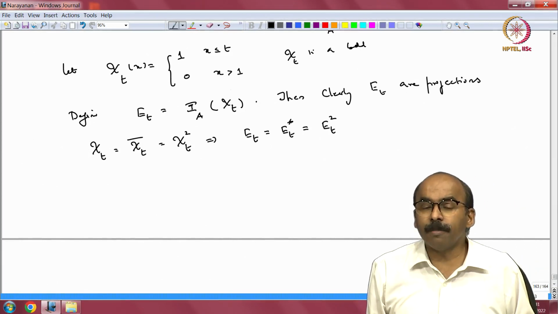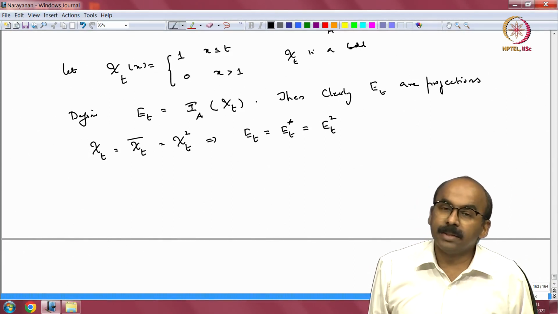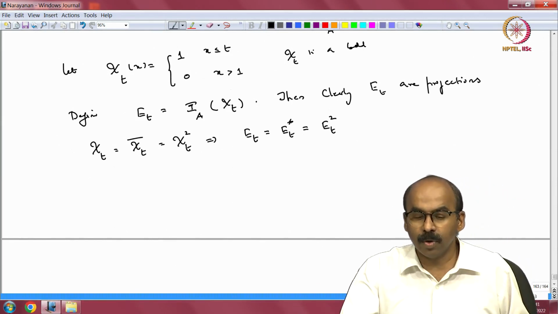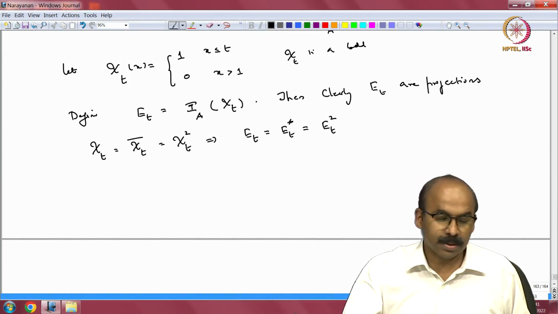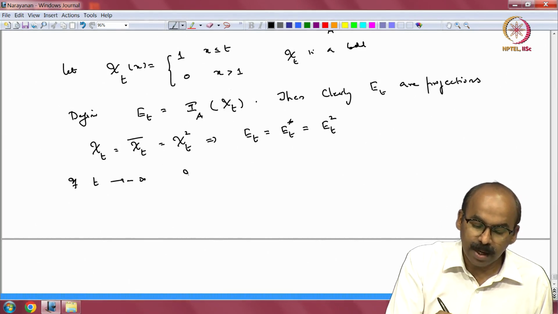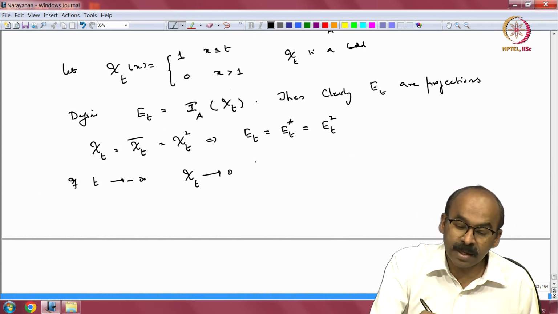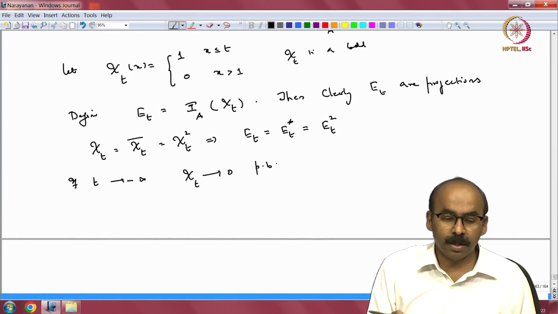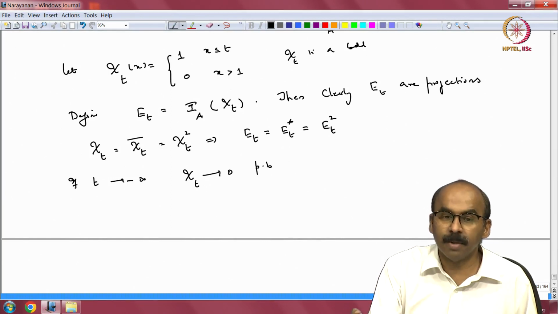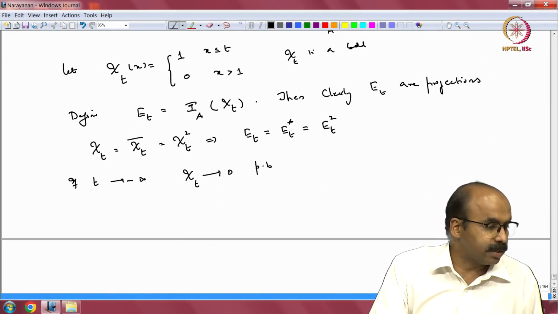And what are the other properties? You need to check the right continuity of E sub t, and that as t goes to minus infinity I want it to go to 0, and as t goes to plus infinity I want it to go to 1. These things are more or less clear, because if t goes to minus infinity, chi t will go to 0 pointwise and bounded. It is going to 0 pointwise, of course, for any x: if t goes to minus infinity, after some time chi t will be 0, and everything is bounded by 1, that is, mod chi t is less than or equal to 1.